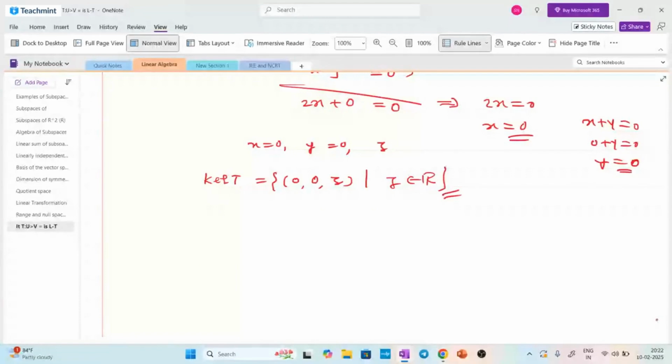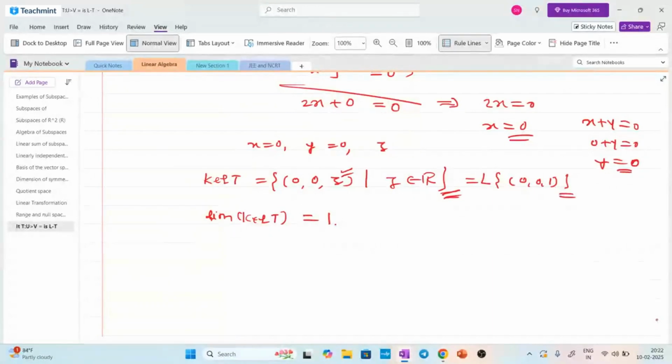And what is its dimension? Since there is only one free variable, z, its dimension is 1. The number of free variables in the subspace is equal to 1. Since z is the free variable here, its dimension is 1. Otherwise, how do you write it? It is the linear span of the vector (0, 0, 1).